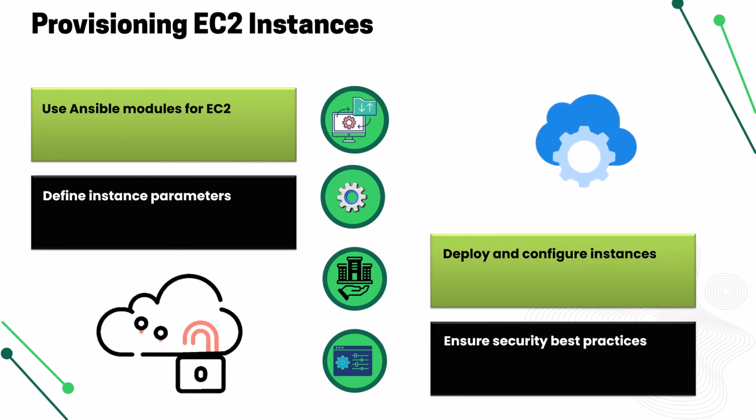EC2 provisioning with Ansible. Easy. Use Ansible's EC2 modules to define instance parameters, deploy and configure machines, and make sure security best practices are followed. No clicking through AWS dashboards, just automation at its finest.